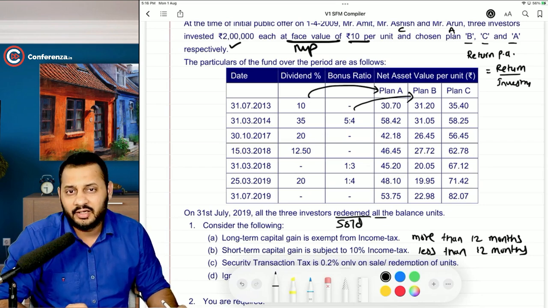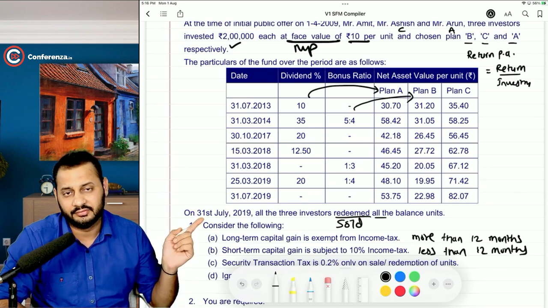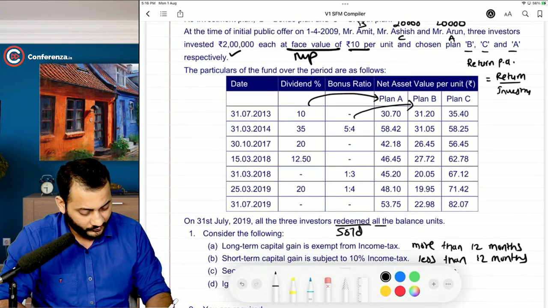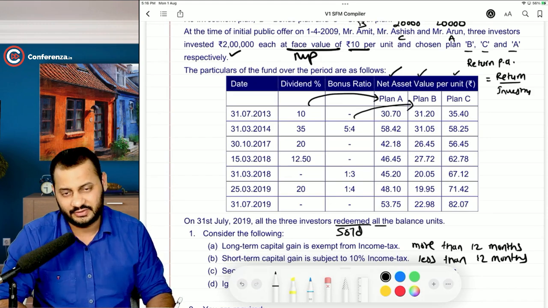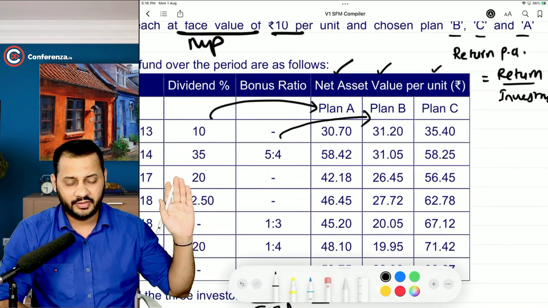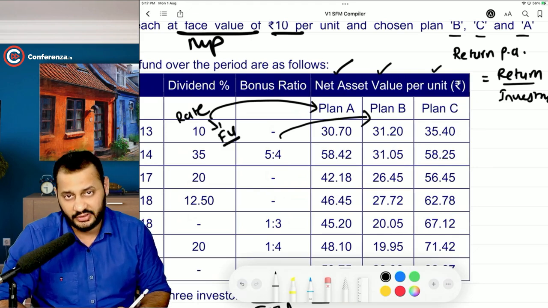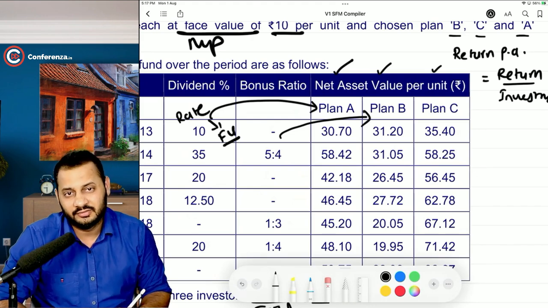One by one we will take every plan, and then we will find out what is exactly the return an investor gets. The longest, we can say, will take a maximum time for plan A, and it will take a little less time for plan B, and plan C will be very easy to solve. And this 10%, 35% and 20% dividend will be called the dividend rate, which will be applicable on the face value only. So make sure that you are not applying it on NAV but on the face value.